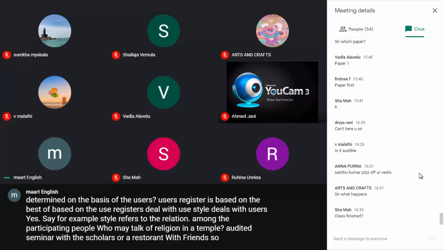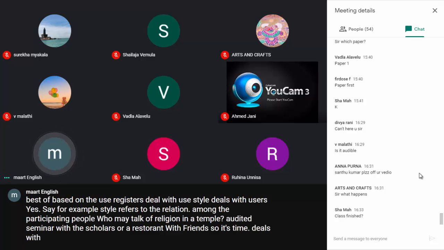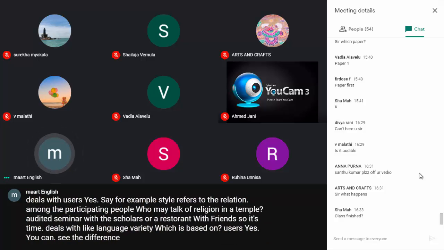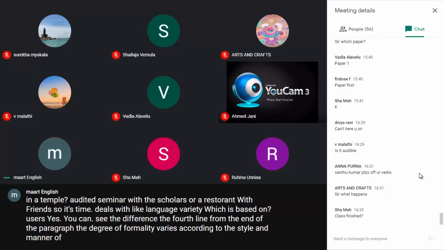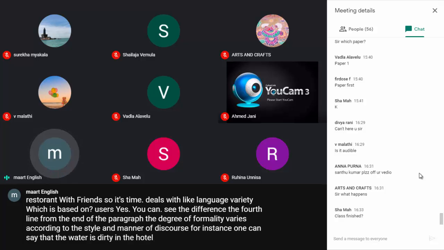So style deals with language variety which is based on users. You can see the difference in the fourth line from the end of the paragraph. The degree of formality varies according to the style and manner of discourse. For instance, one can say that the water is dirty in the hotel, but in a laboratory, one may say that it is polluted. Same water.